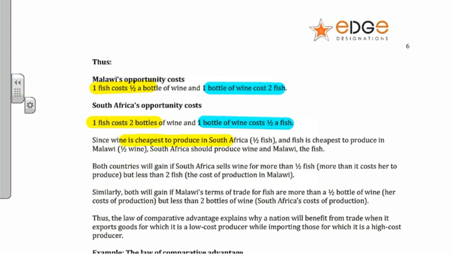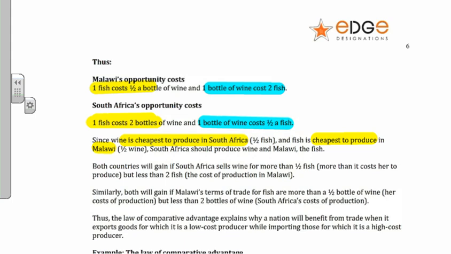Wine is cheapest to produce in South Africa. Why? It's half a fish, not a lot. Whereas in Malawi, what would you say? 1 bottle of wine costs 2 fish. It's a lot more expensive, and fish is cheaper to produce in Malawi, only half a bottle of wine. In South Africa, it takes 2 bottles of wine.